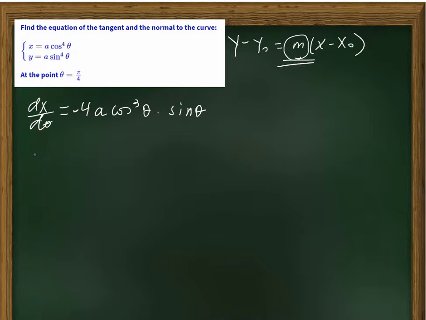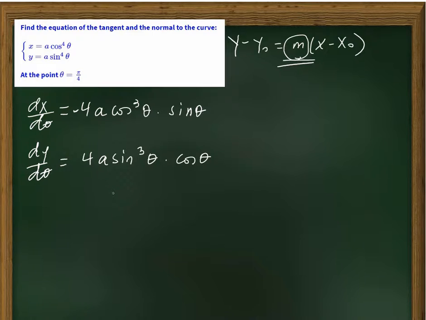And for the y, dy over d theta is equal to the same thing here, 4 sine cubed theta times the derivative of sine theta, which is just cosine theta. So we have the two.